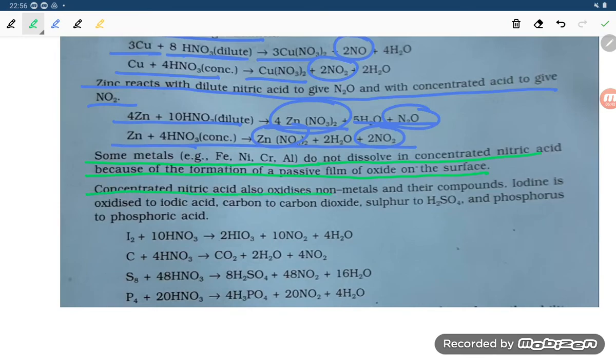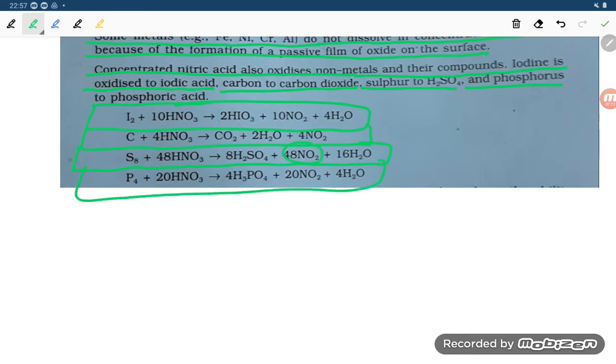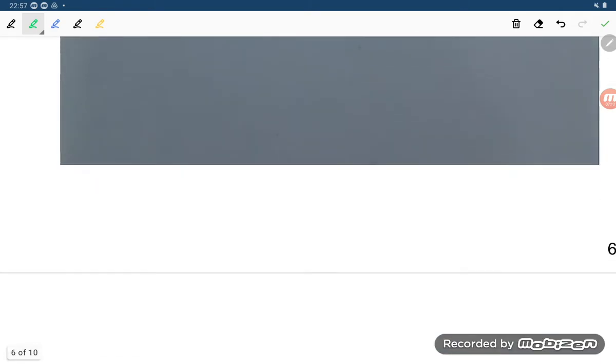Concentrated nitric acid also oxidizes non-metals: iodine is oxidized to iodic acid, carbon to carbon dioxide, sulfur to sulfuric acid, and phosphorus to phosphoric acid. So I2 with HNO3 gives HIO3 plus 10NO2; carbon gives CO2 plus 2H2O plus 4NO2; sulfur gives sulfuric acid plus NO2; phosphorus gives phosphoric acid plus NO2. These are the chemical reactions.